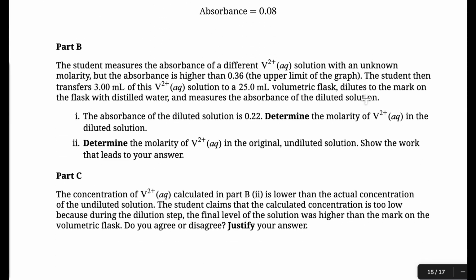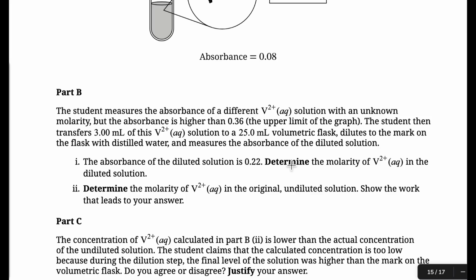Part B says the student measures the absorbance of a different solution with an unknown molarity, but the absorbance is higher than the upper limit. The student then transfers 3 milliliters of the solution to a 25 milliliter volumetric flask, dilutes it, and measures the absorbance. The absorbance of the diluted solution is 0.22. Determine the molarity of V2 plus in the diluted solution.